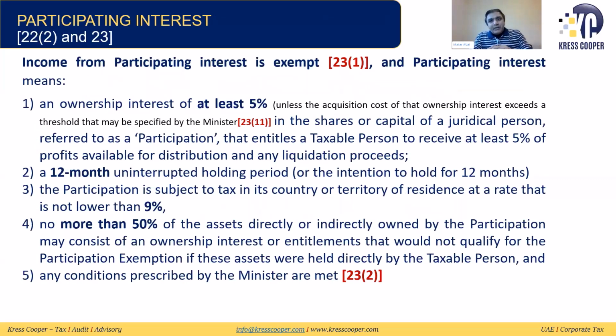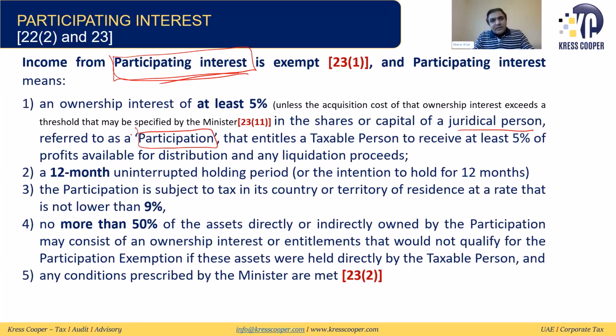In the next point, point number 2, they said if the income is received from a participating interest, that income will be exempt as well. We need to look into this. What is participating interest? A participating interest is at least 5% ownership in the share or capital of a foreign juridical person. In the juridical person, this is called participation.